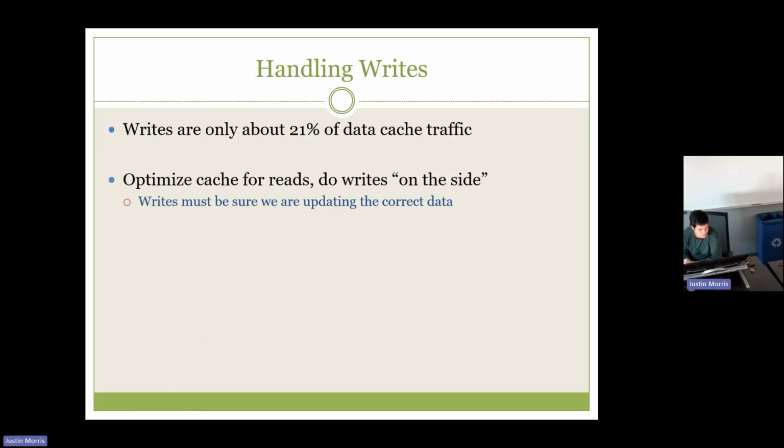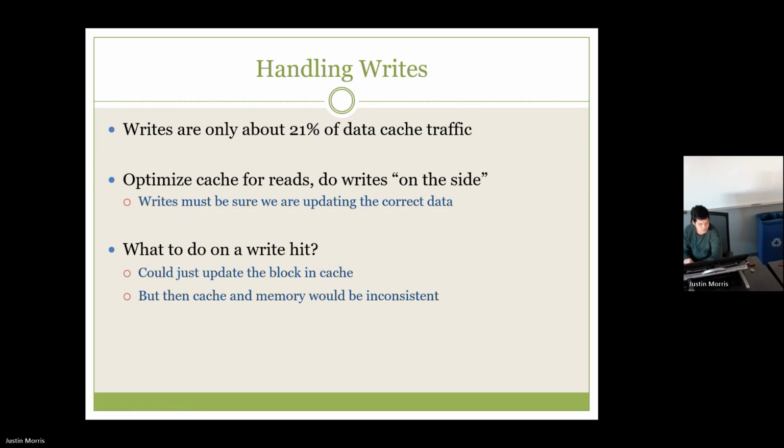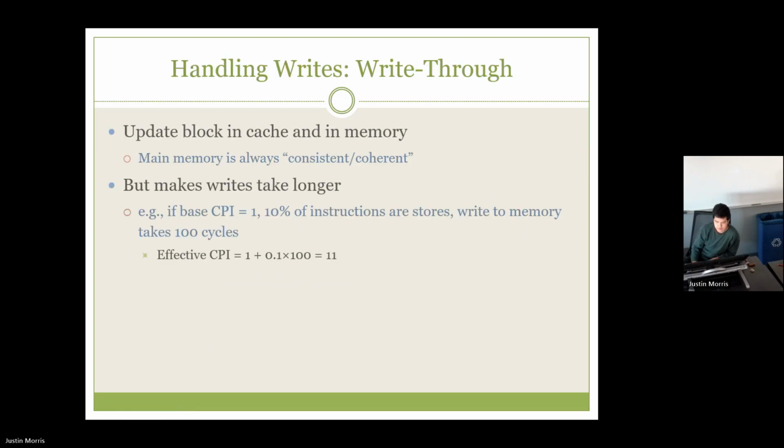So what about store word? Writes are about 21% of data cache traffic on average. Because of this, we optimize our cache for reads, and we do writes on the side. One thing is when we are writing, we must be sure that we are updating the correct data though, right? So on a write hit, there are a couple things we can do. We can just update the block in the cache, but then the cache and the memory would be inconsistent, right? Cache is updated, memory is not. But the other thing you can do is called write through. We update the cache and memory at the same time, so it's consistent. This makes writes take longer.